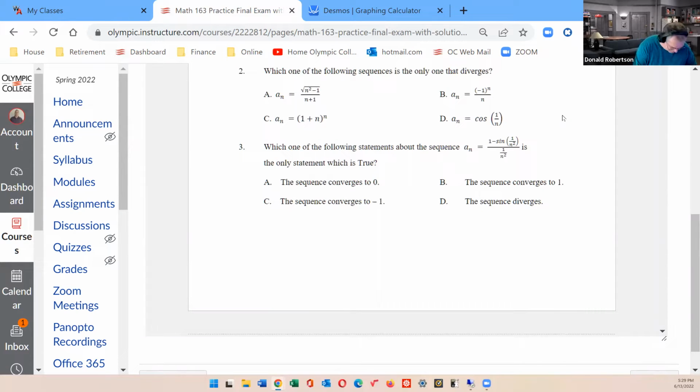So we have a sequence, not a series. So that makes a difference. And the sequence is 1 take away the sine of 1 over n squared, all over 1 over n squared. And then it gives us a choice of 4 things. 3 of them converge to a number, either 0, 1, or -1. And the last choice says that it diverges. I think I was thinking of it as a series; then that would make a big difference.